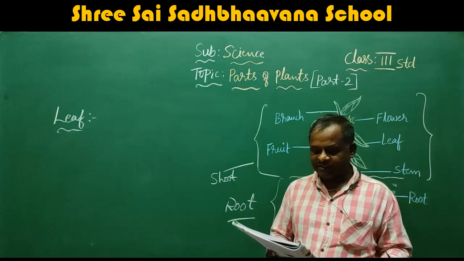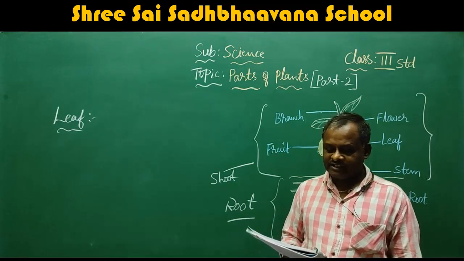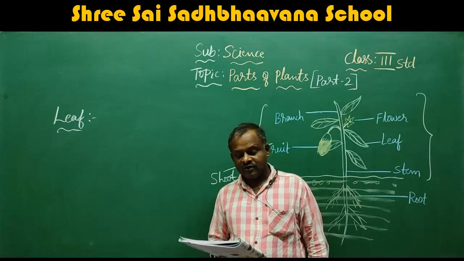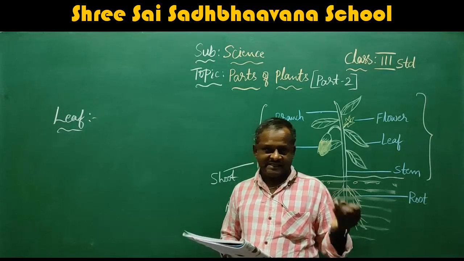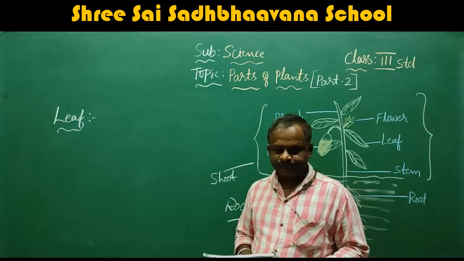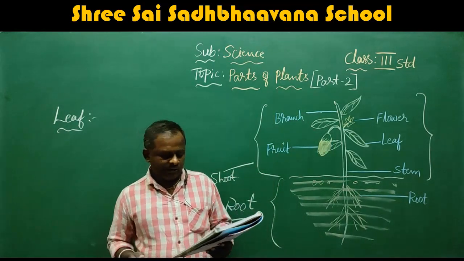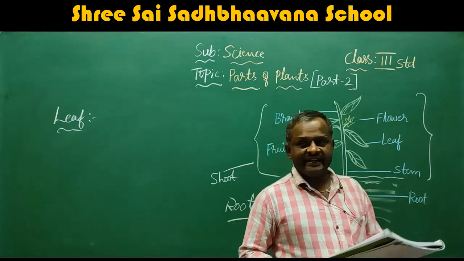They are given on page number 23. In some plants like potato and ginger, the stem grows underground and stores extra food. So we eat the stem of potato, ginger and sugarcane. Up to here I finished in the last class. Next we will go to the leaf.